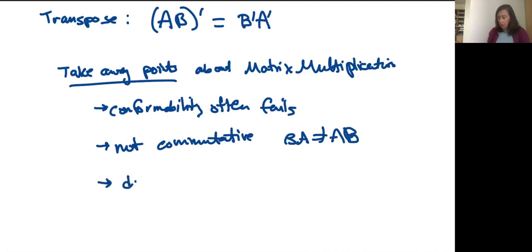And that when you do matrix multiplication, dimensions change. In the example that we just finished, we had 2 by 3 and a 3 by 2, and when we multiplied them, we got completely different things. We got either a 2 by 2 or a 3 by 3. So dimensions change under multiplication.